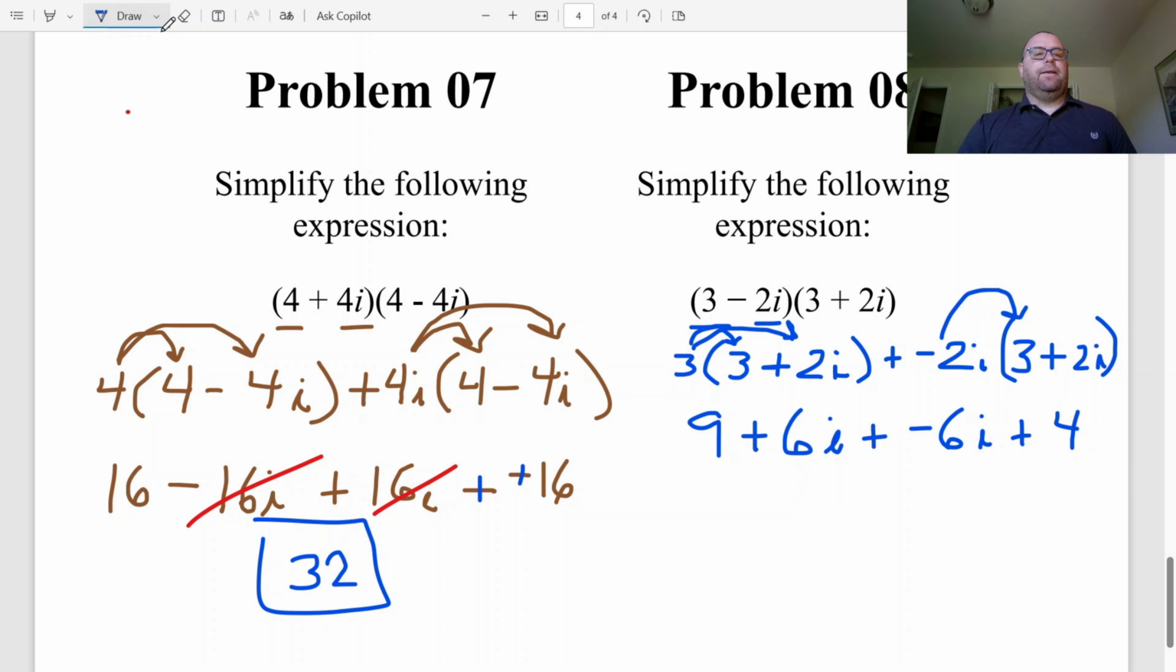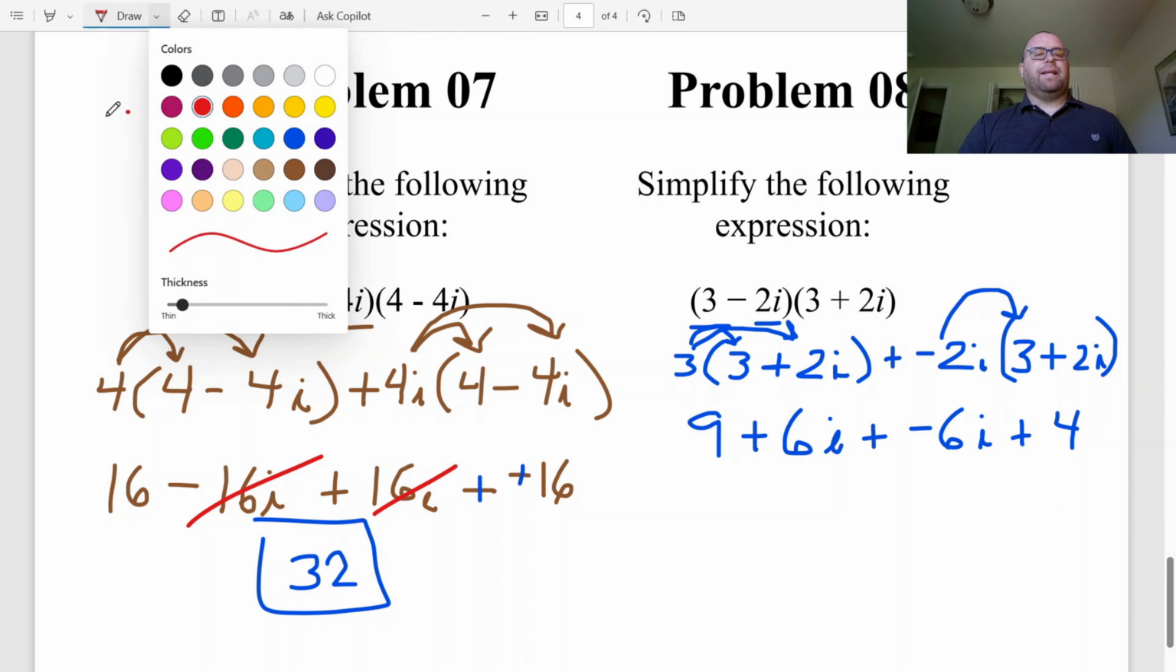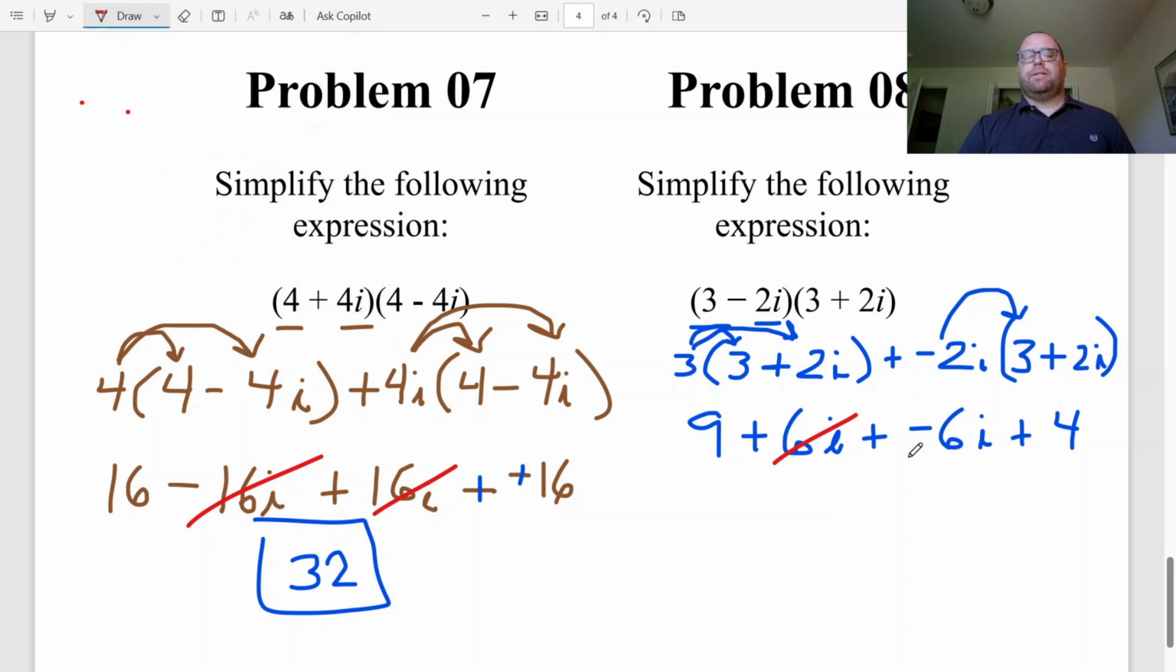Okay? And the imaginary parts, again, are going to cancel out. So these 6i's cancel out. We get 9 plus 4, which is just 13 for this particular one. So hopefully you noticed that pattern.